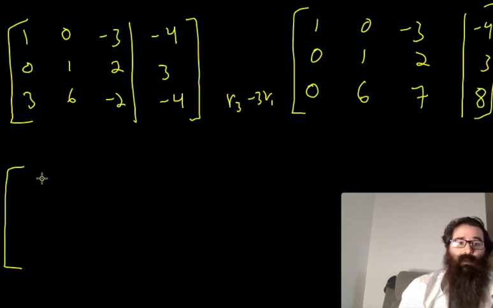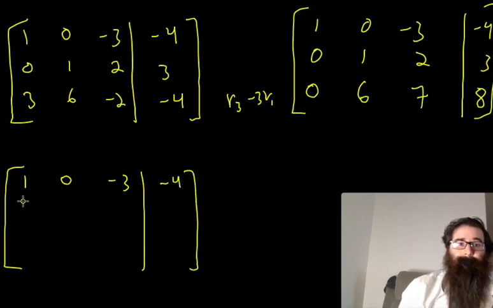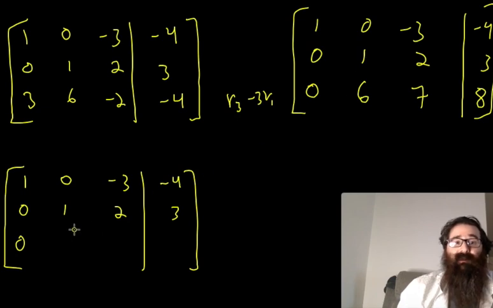So let me rewrite rows 1 and 2. Just get that out of the way. And here I get 0 minus 6 times 0 gives me 0. 6 minus 6 times 1 gives me that 0 that I wanted. 7 minus 6 times 2, that's going to give me 7 minus 12, which is negative 5. And then augmented with 8 minus 6 times 3, that's 8 minus 18, gives me negative 10.